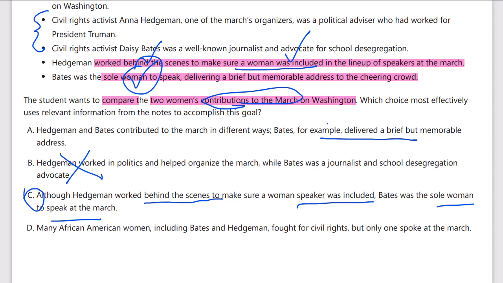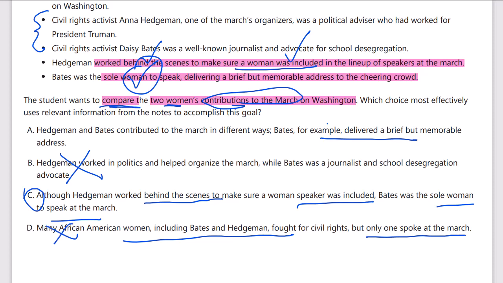Many African American women, including Bates and Hedgeman, fought for civil rights, but only one spoke at the march. Okay, this is again background information on their careers. And it doesn't even tell you which one spoke at the march, but that's only one of the activities that one of them did at the march. It is not a comparison of the two women's contributions at the march, so that's not right.